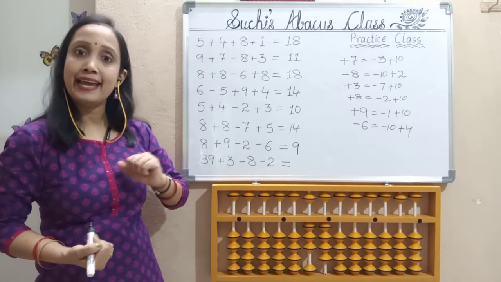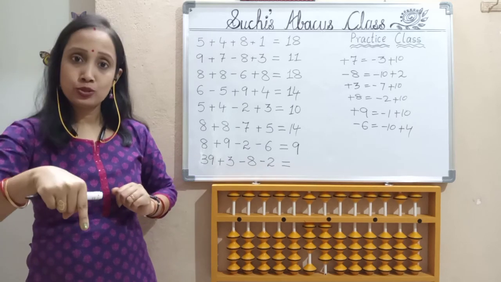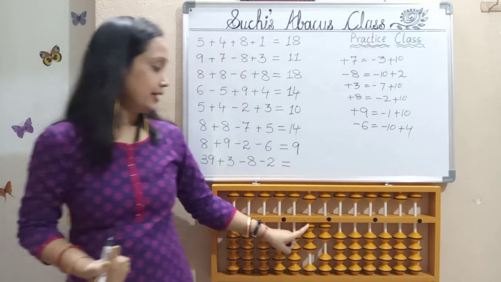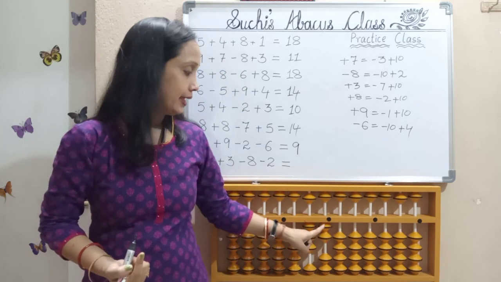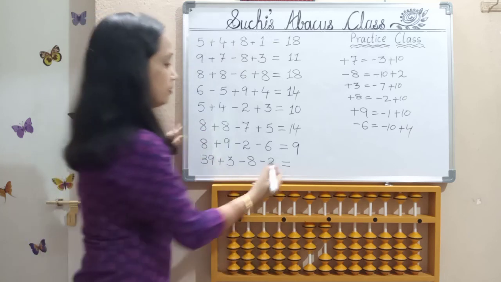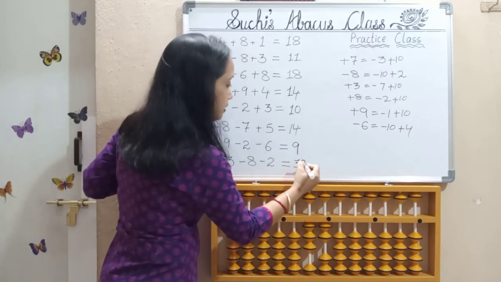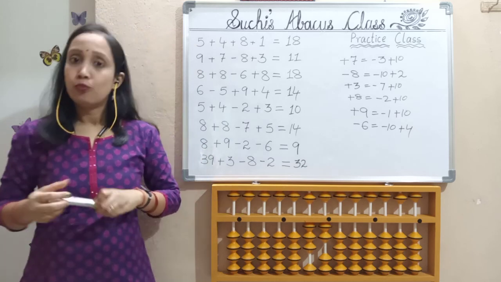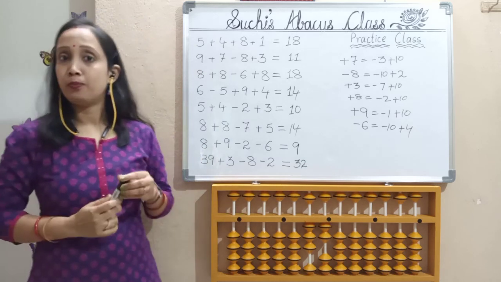Last number, less 2. 2 bits should move down with index. So what is our answer? 10, 20, 30 and here 2. 32.